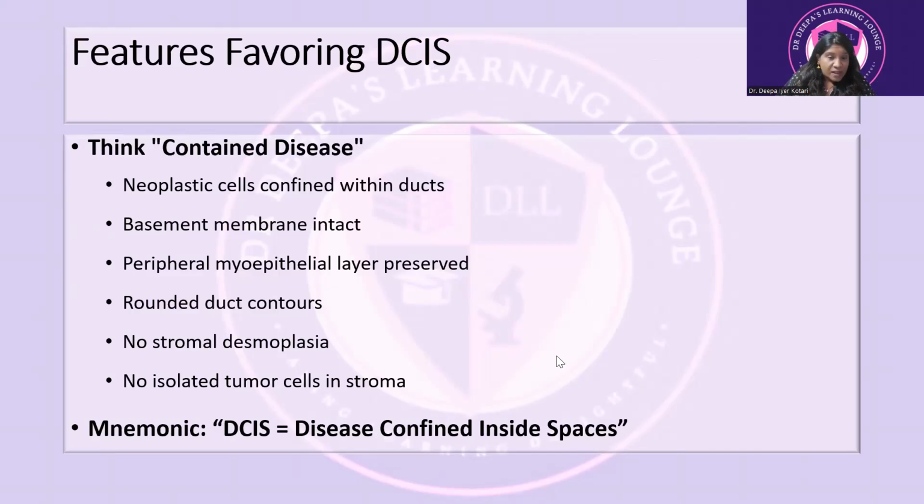As the mnemonic suggests, I have mentioned a mnemonic here for you to always remember. DCIS, ductal carcinoma in situ, is also disease confined inside spaces. Always remember, the neoplastic cells are confined within the ducts, the basement membrane is intact, the peripheral myoepithelial layer is preserved, rounded duct contours are seen, there is no stromal desmoplasia, and there are no isolated tumor cells in the stroma. That is how you know that the lesion you're looking at is DCIS.